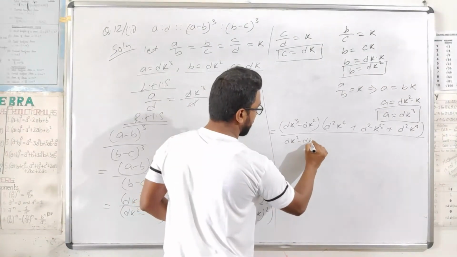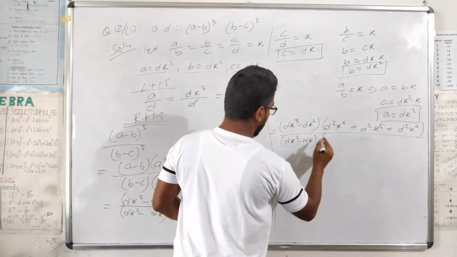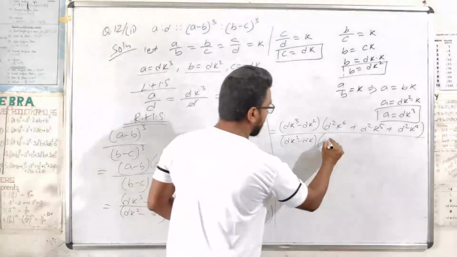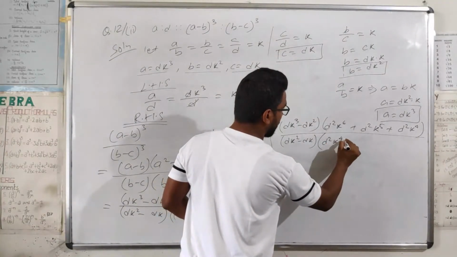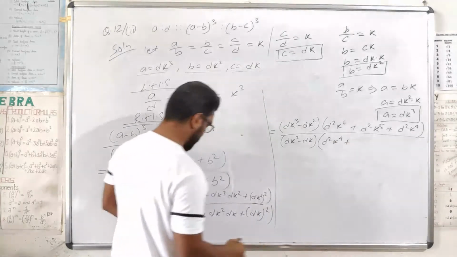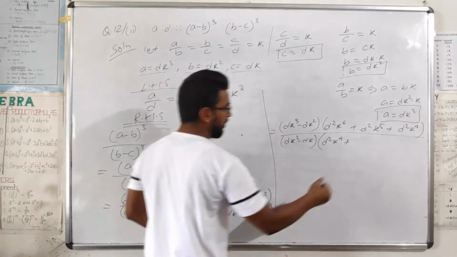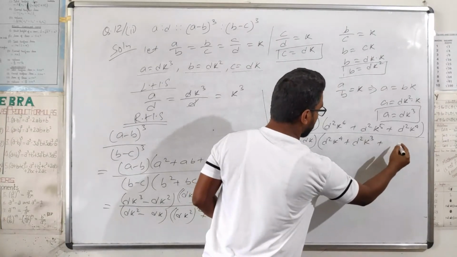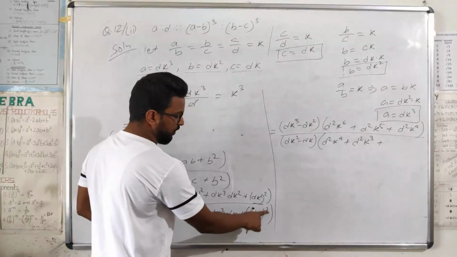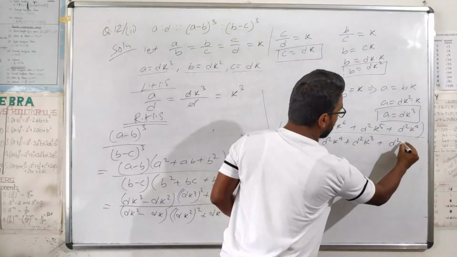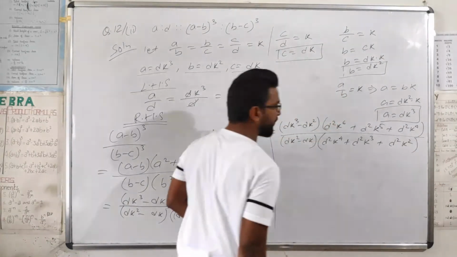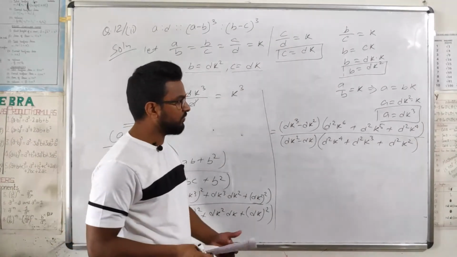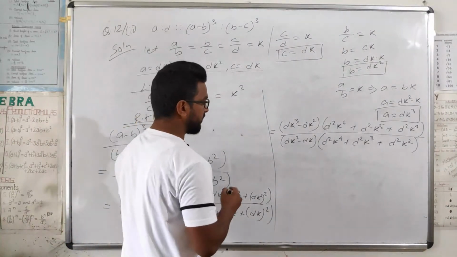dk square minus dk, so dk square whole square, so this will become d square k to the power 4. Plus this will be d into d square and k cube, plus this will be dk square, so d square k square. Fine. Next what we will do, we will try to find out the common terms.